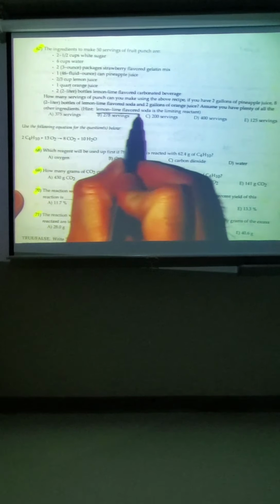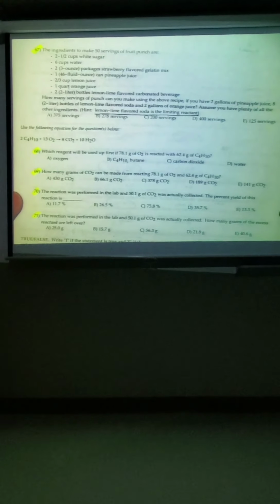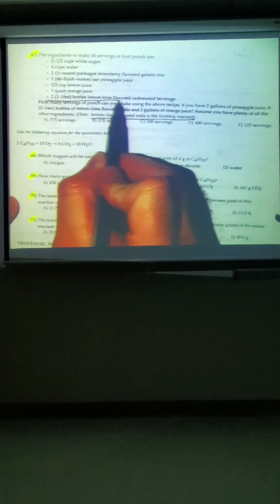Number 67 used to be a bear of a problem, but then I cheated. I gave you a hint that said lemon lime is limiting. So if you find lemon lime soda up top, it says 2 liters is what's going to run out first. So they gave you this big long pantry list or grocery shopping list of things to get. But we're saying from the get-go that looking at that, our lemon lime is going to run out first. So we're going to use that as our conversion.